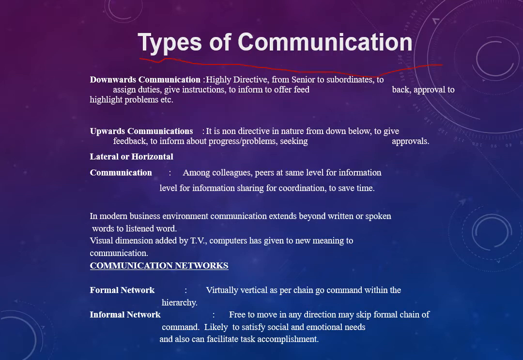Types of communication. Downward communication is highly directive, from senior to subordinates. Assign duties, give instructions, inform other fields, highlight problems. Upward communication is non-directive. The downward one was highly directive, and upward communication is non-directive in nature, from down below, to give feedback. Lateral or horizontal communication is among colleagues, peers at the same level.